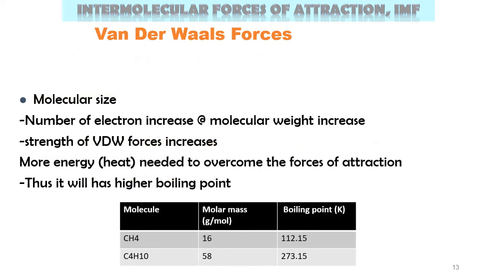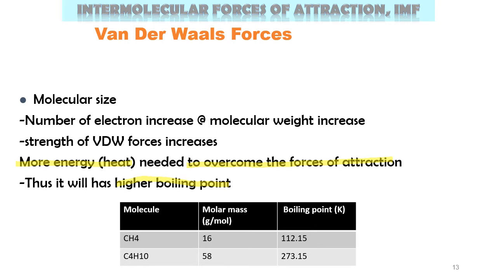Let's look at the first factor, which is molecular size. The number of electron increase or the increase in the molecular weight will result to a stronger van der Waals forces. Means when you have a stronger van der Waals forces, you will need more heat or energy to overcome the forces of attraction. Okay, therefore, you will have higher boiling point.